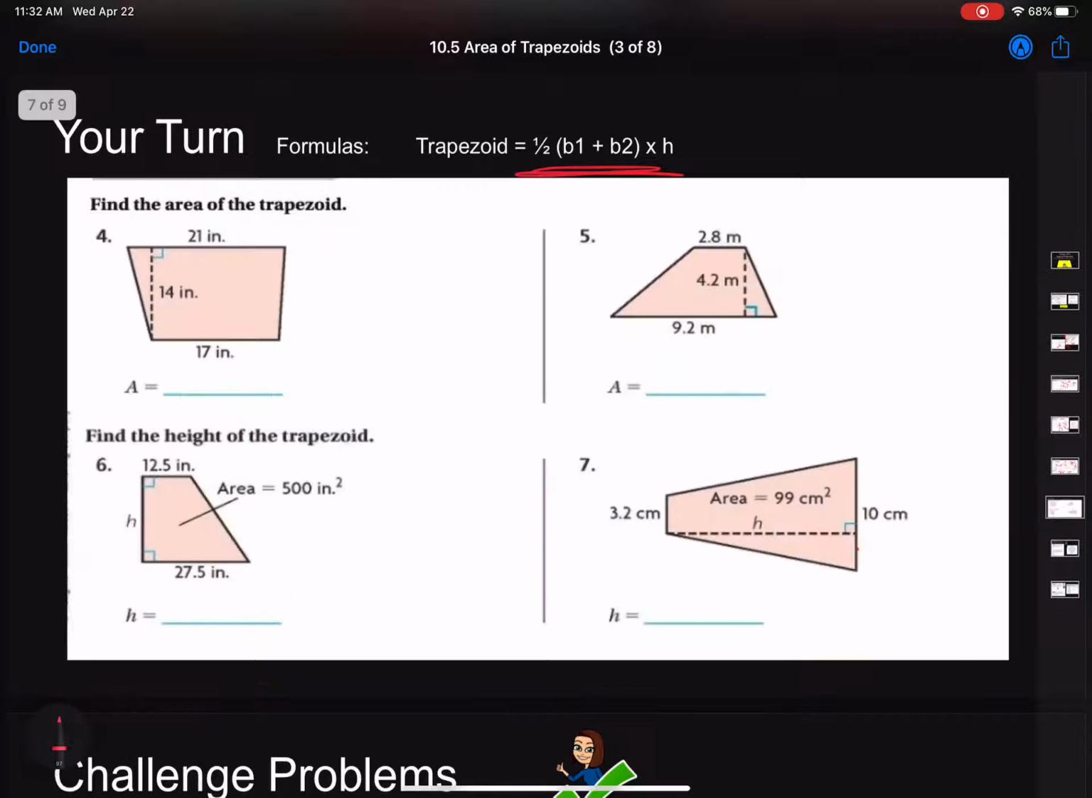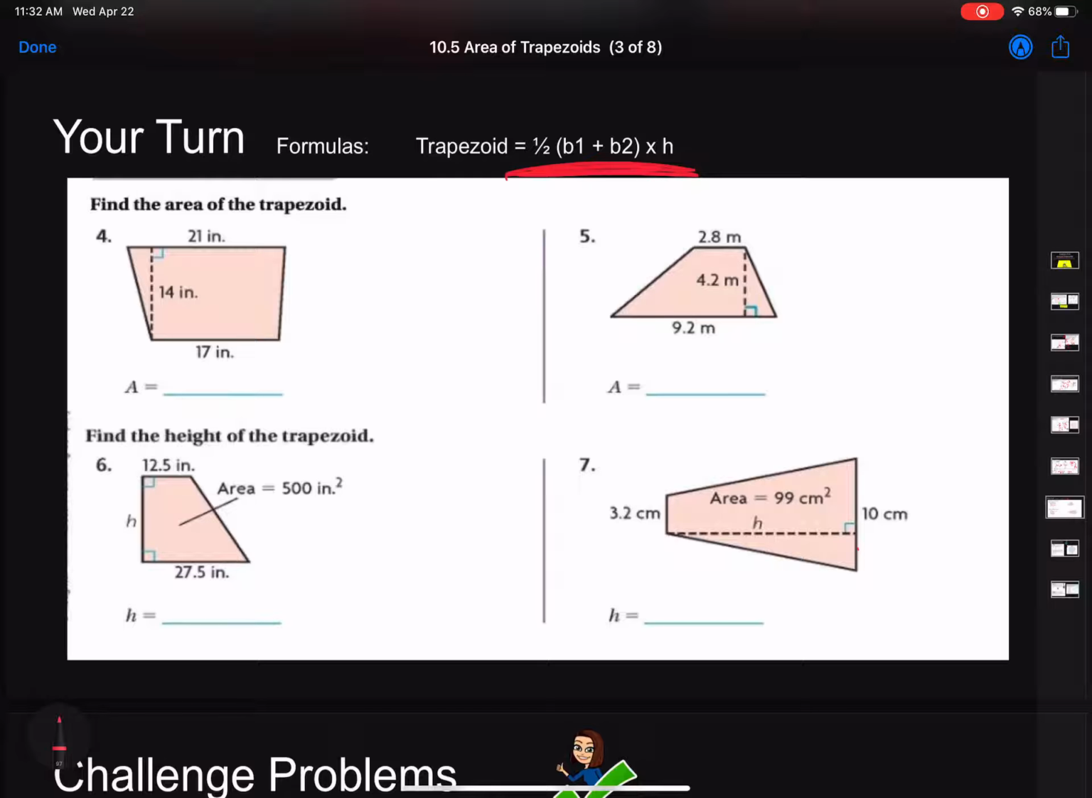Now we just have a couple more slides to go through. So this is a good time for you to maybe pause if you want to give this a go on your own and see how you do. Otherwise, I'm just going to start going through 4 through 7, and I'm just going to solve each one. And I gave you the formula up here, so make sure you use that formula. The more you use it, the easier it gets.